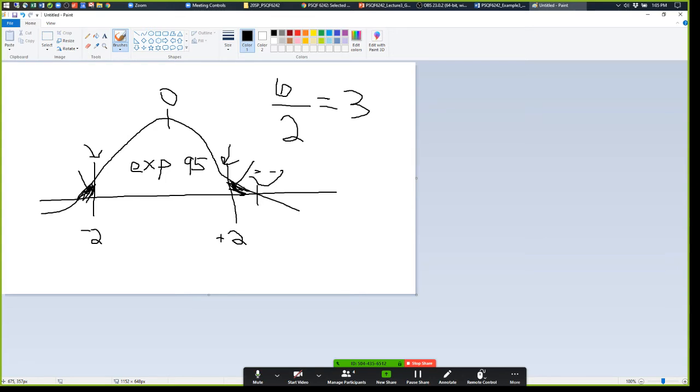And the program, in addition to telling you that the t is 3, will tell you the exact probability. It would give you the exact area under which you would see a result more positive than that t or more negative than negative 3.